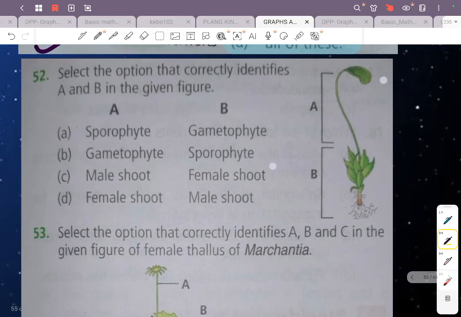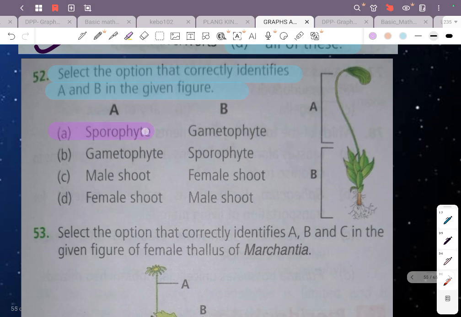Alright, moving on to the next question. The next question that we have is: select the option that correctly identifies A and B in the given figure. So you have to identify A and B in the given figure. Now as you can clearly see, A is the sporophytic generation which has a foot, seta and capsule, and B is actually the gametophytic generation. So A is the sporophyte and B is the gametophyte, and that makes option A the correct answer.